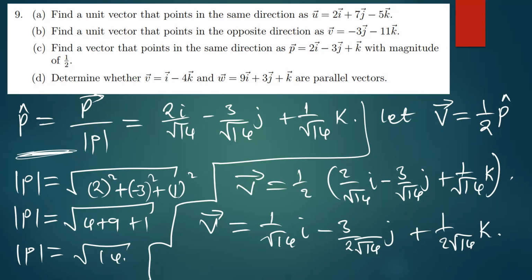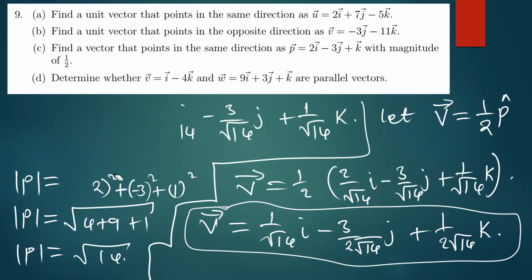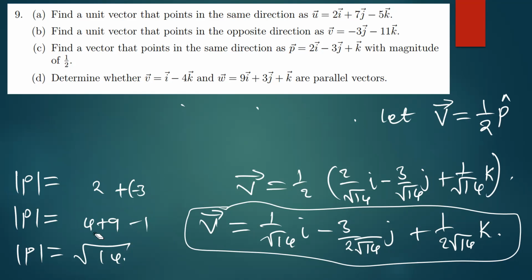Okay. So to prove this answer, this is the final answer by the way, but if you want to prove that it is correct, you can try to find the magnitude of this vector. Let us try to do that. We see if it's going to give us 1 over 2 as the answer. So I want to prove to you that this answer that we have found is correct.